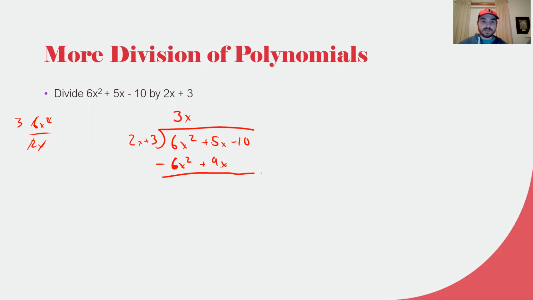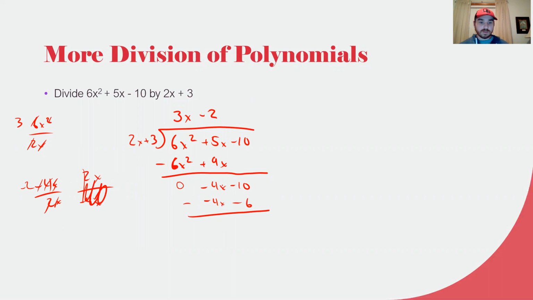We're going to subtract these. We'll get 0 minus 4x minus 10. 2x plus 3. 2x goes into negative 4x, negative 2 times. Whoops, I did it the wrong way. Negative 4x over 2x. The x's cancel. This reduces to negative 2. So negative 2. Negative 2 times this is negative 4x minus 6.